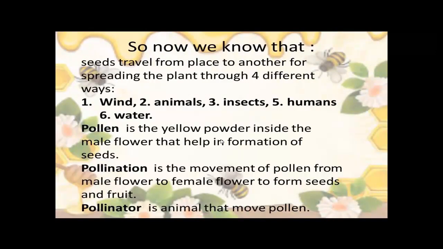So now we know the seed can travel from one place to another through different ways, which are wind, animals, insects, humans, and water. And we know that pollen is the yellow powder inside the daddy flower or the male flower that helps in formation of seeds. Pollination is the movement or the process when pollen moves from one flower to another for seed and fruit to form. And who is the pollinator? Pollinator is the animal that moves this pollen.